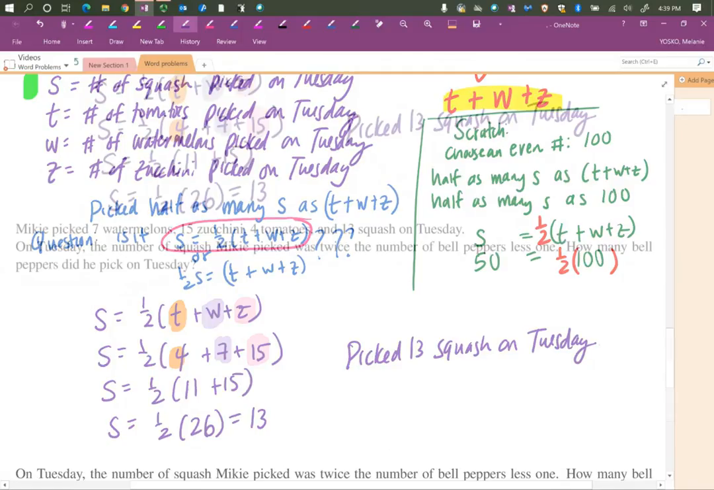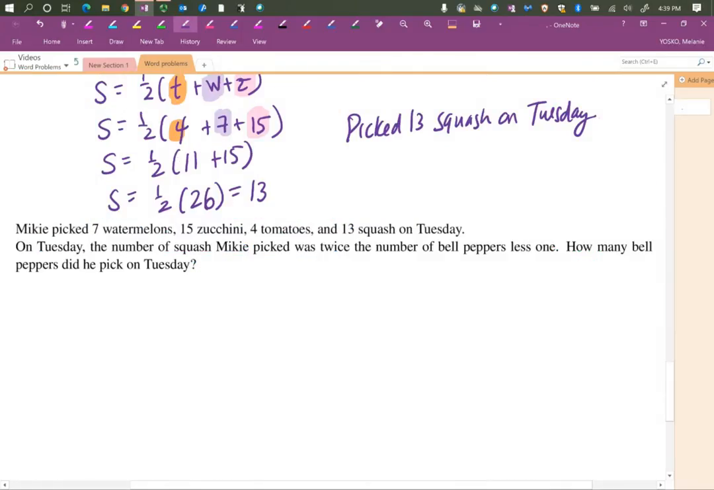Let's do another one. Mikey picked 7 watermelons, 15 zucchini, 4 tomatoes, and 13 squash on Tuesday. On Tuesday, the number of squash Mikey picked was twice the number of bell peppers, less 1. How many bell peppers did he pick on Tuesday? So, as I've said before, I want you to pause the video and read it again to yourself. I'll wait. When you're done, play the video again.